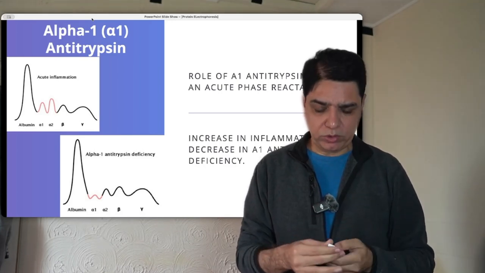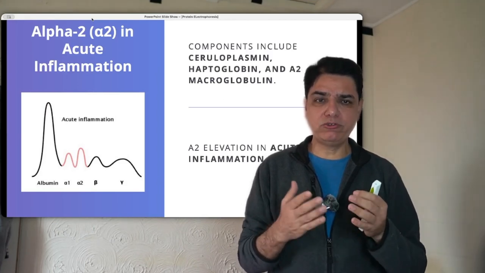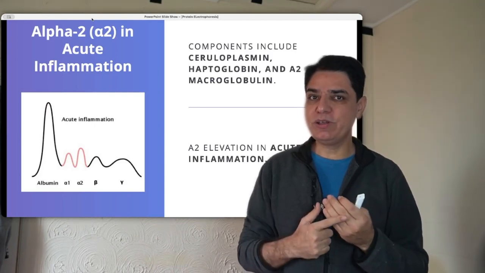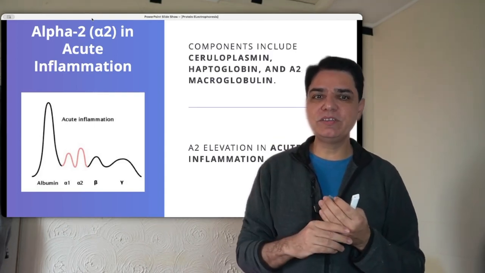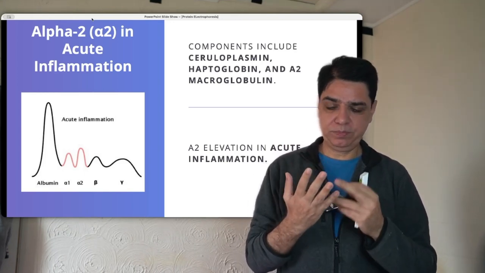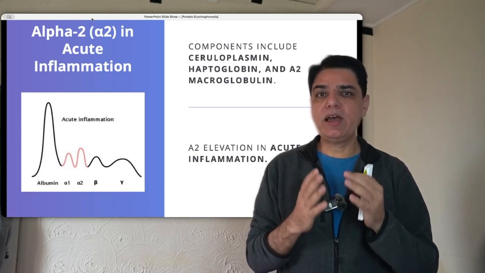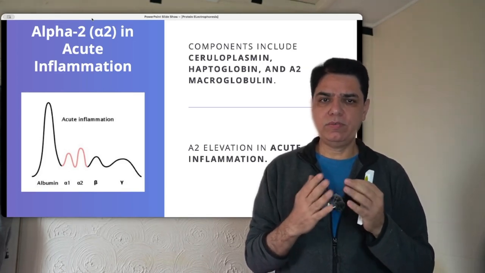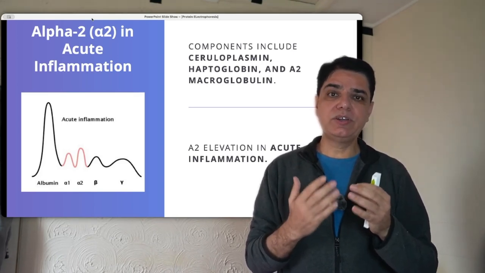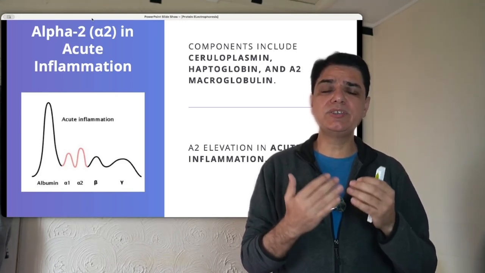Now, moving on to the other hump, the alpha-2. Alpha-2 proteins are your haptoglobulin, your ceruloplasmin, which is a very important component in Wilson disease as well, and the alpha-2 macroglobulin. So three things: ceruloplasmin, haptoglobulin, and alpha-2 macroglobulin. These are part of your alpha-2 proteins, or alpha-2 globulins. If they are increased, normally they are increased in what we call inflammation. So alpha-1 and alpha-2 can both be increased in inflammatory conditions.